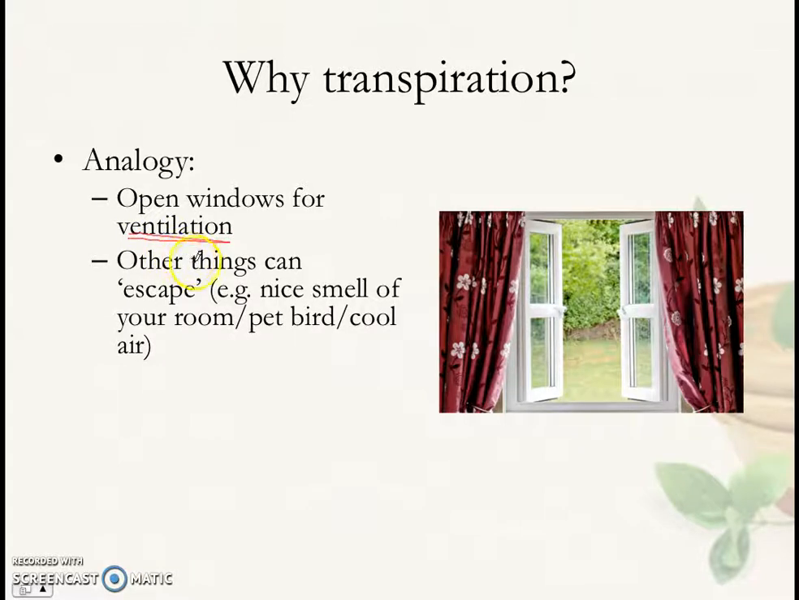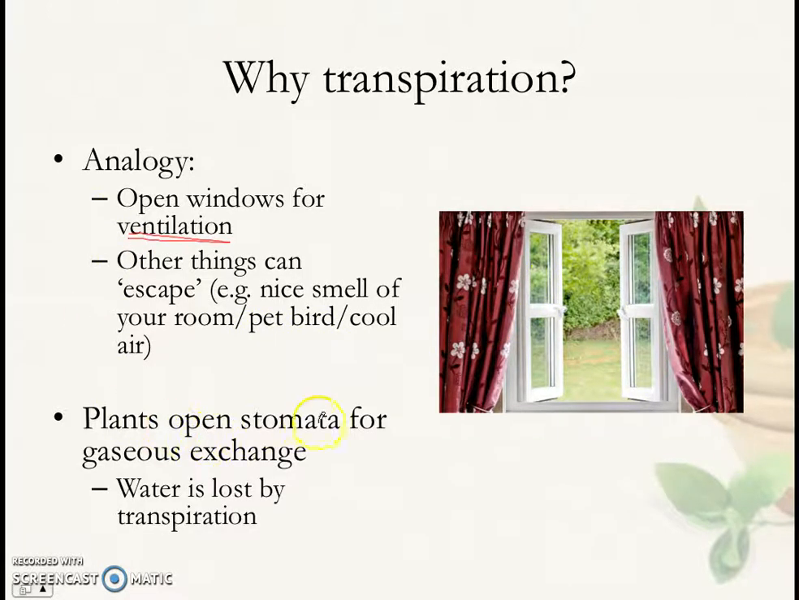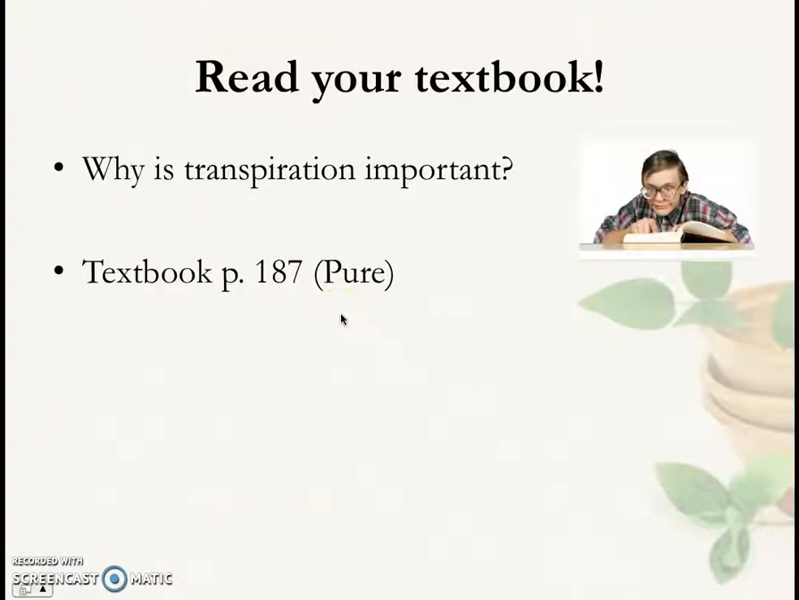However, by doing that, other things can now escape, right? For example, if your room is air conditioned, then the cold air will also move out. Or if you kept a pet bird, the pet bird can fly out. So in the same way, plants open up their stomata for gaseous exchange, right? However, the good stuff, for example, water, can also then be lost by transpiration, right? Water vapor will just diffuse out along its concentration gradient. So why transpiration? Well, the first thing is, it's an unavoidable consequence of gaseous exchange.